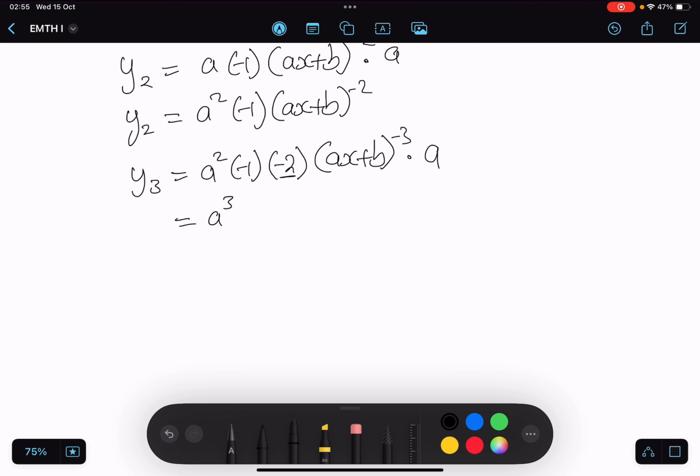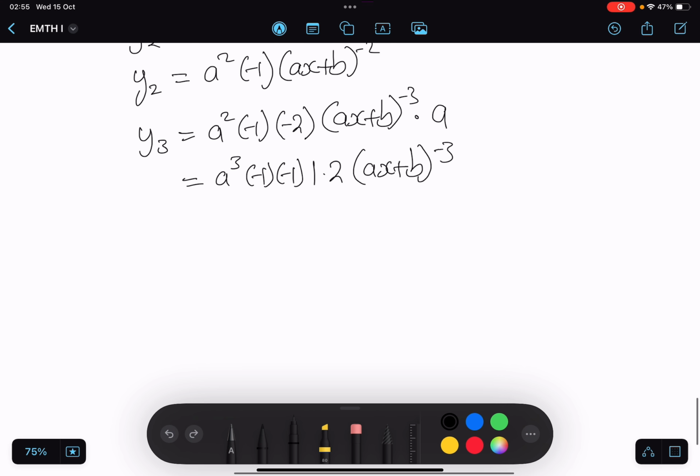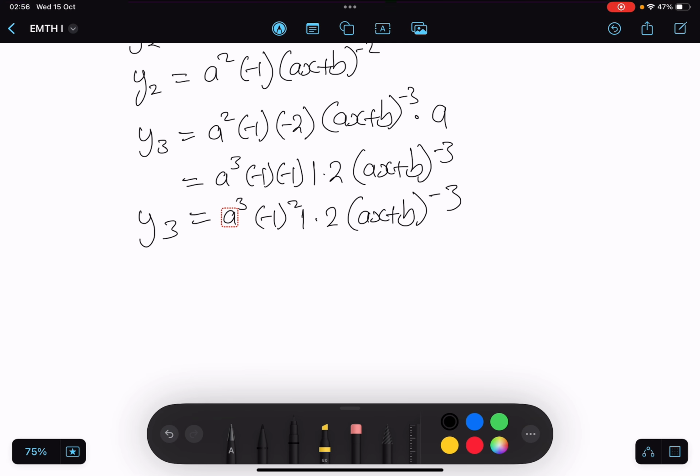And then from -2 here, we are going to factor out -1, such that we are left with 1 times 2. This is (ax + b)^-3, right? And then -1 is going to be what? This is a cubed, this is (-1) squared, times 1 times 2, times (ax + b)^-3. So this is our third derivative.